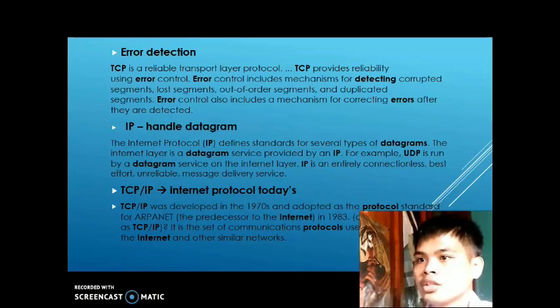TCP/IP, the Internet protocols today. TCP was developed in the 1970s and adopted as the protocol standard for ARPANET, the predecessor to the Internet, in 1983. Commonly known as TCP/IP, it is the set of communication protocols used on the Internet and other similar networks.